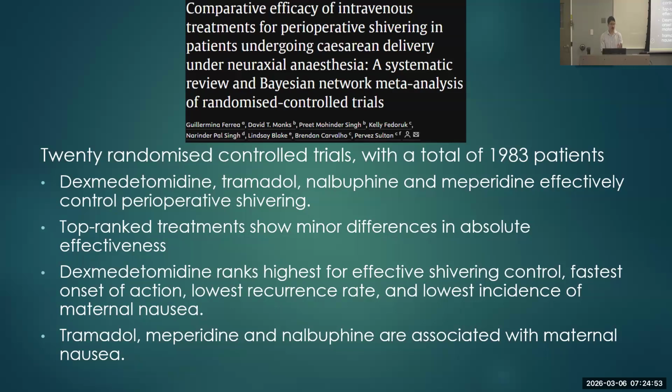But I think, again, a point worth making is that while all of these work for shivering, Tramadol, Meperidine, and Nalbuphine are all opioids, and they are all associated with nausea, which trading shivering for nausea isn't necessarily a good trade, especially in the immediate, you've just had a baby period.